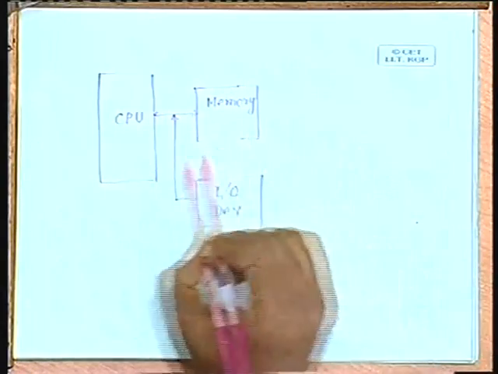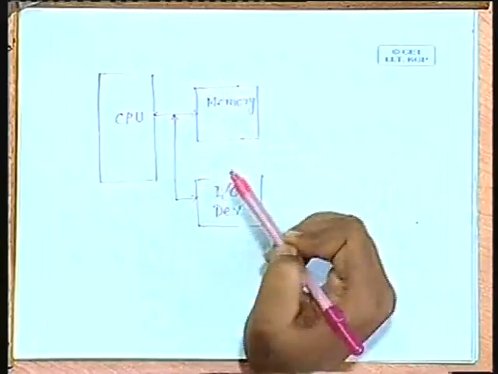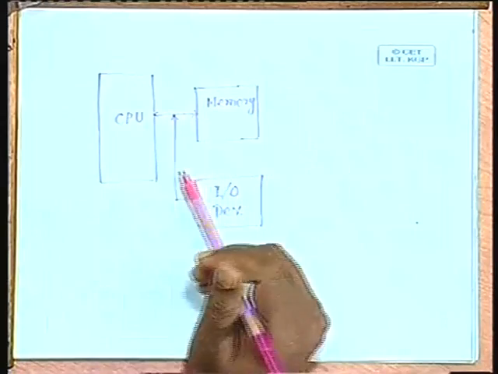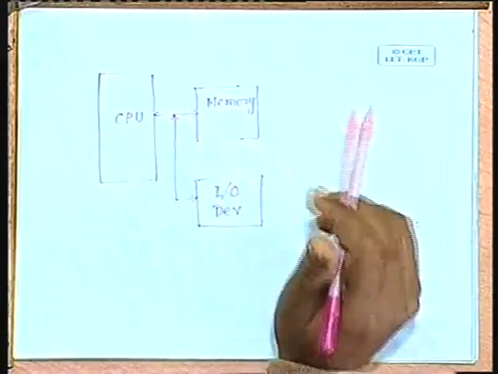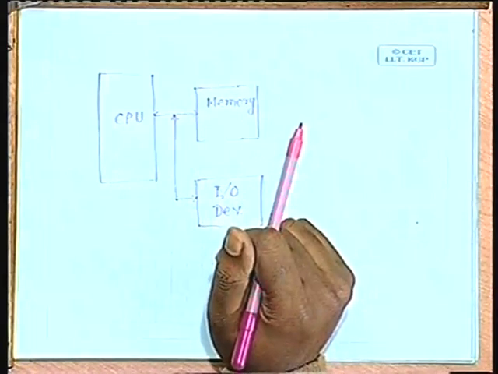Now, we will see in details what are the components inside the CPU, what should be the architecture of the CPU, what should be the nature of the I/O devices in our subsequent lectures. Now, today, to give an overview of what are the contents in the CPU or what are the resources which are available in the CPU.